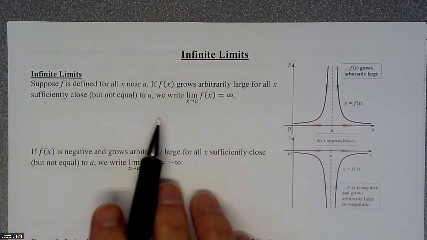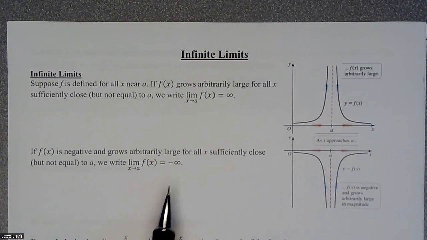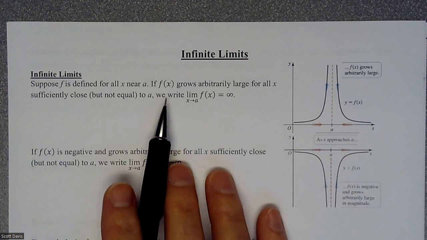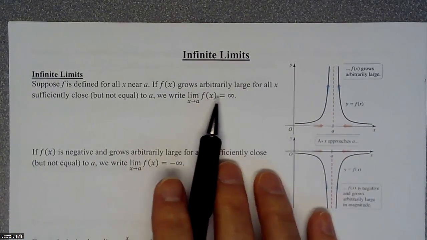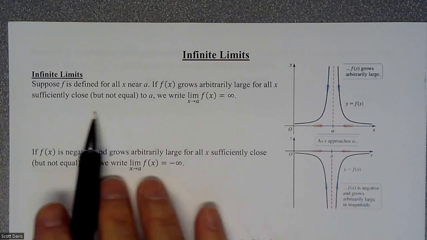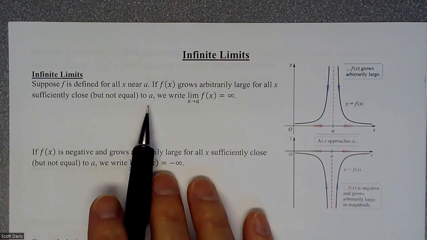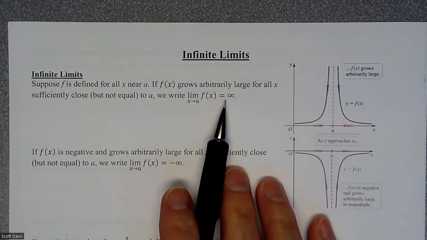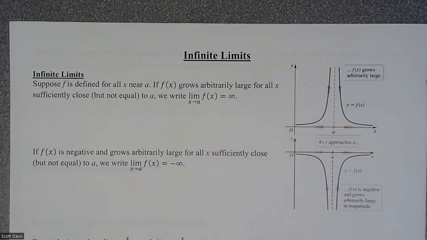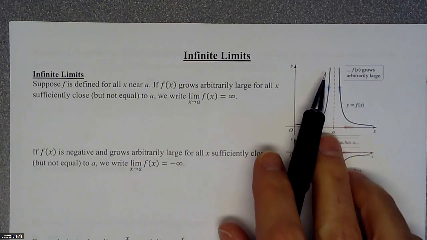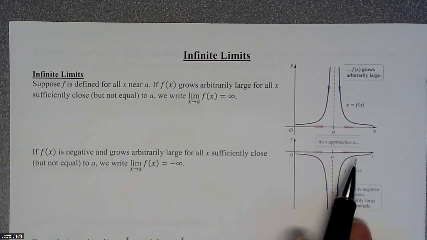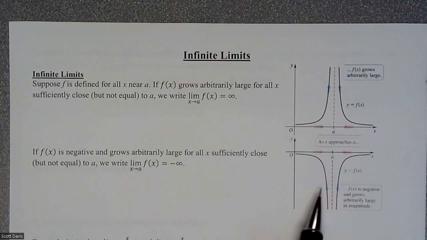There are three different situations we can have, but these two are the ones where limits are going to exist. If our function grows arbitrarily large for all x's sufficiently close, but not equal to a, so we're going up and going up, then our limit is approaching infinity, because again, we're not talking about what value we actually hit, we're talking about what we're approaching. And we're approaching the same infinity on either side. The same goes if we have an asymptote and the graph is going down on both sides.